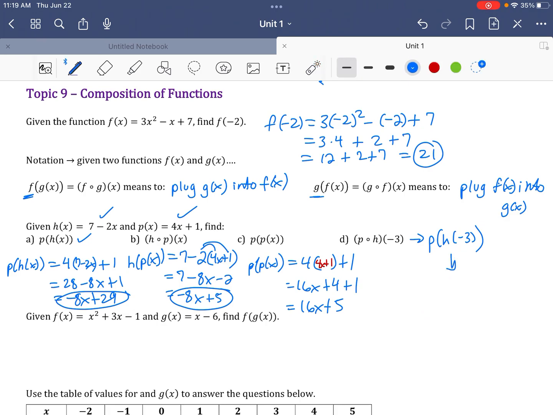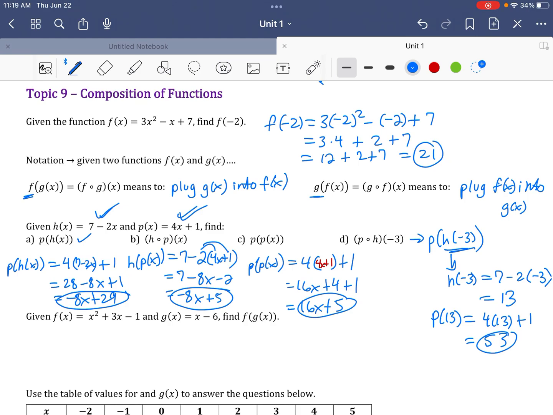So h of -3 is 7 minus 2 times -3. So I'm putting it into here. So I get 7 plus 6, I get 13. So now I know this is 13. So p of 13 is 4 times 13 plus 1, because I'm putting it into this problem. So what's that? 52 plus 1, so 53. And that's my final answer.